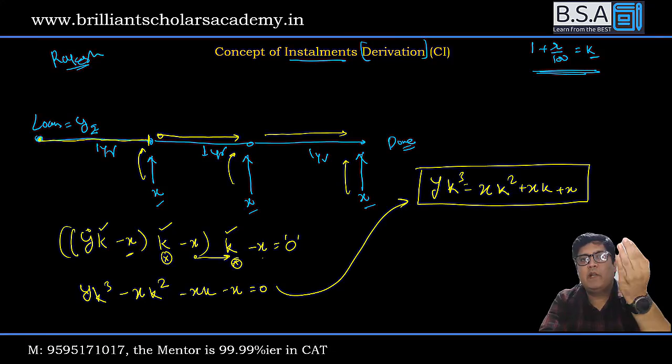If a down payment was made, the loan will no longer remain Y. It will be loan minus down payment.